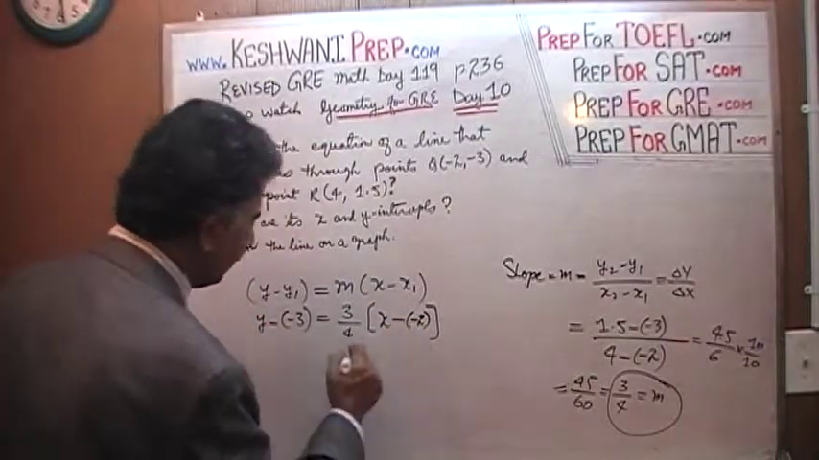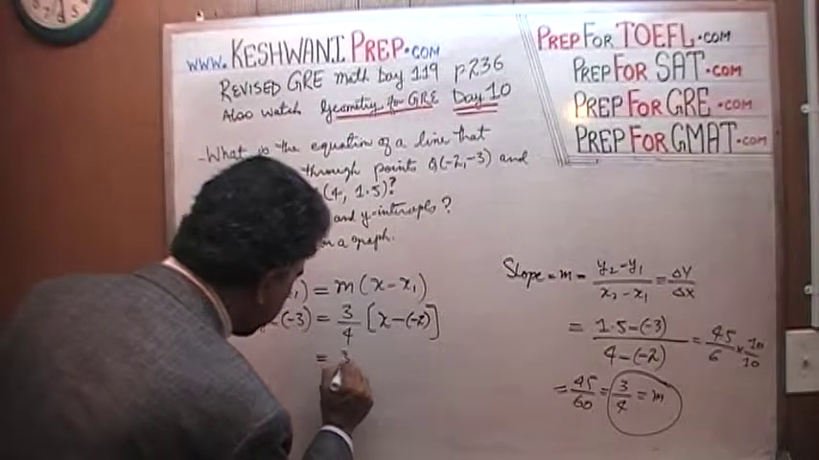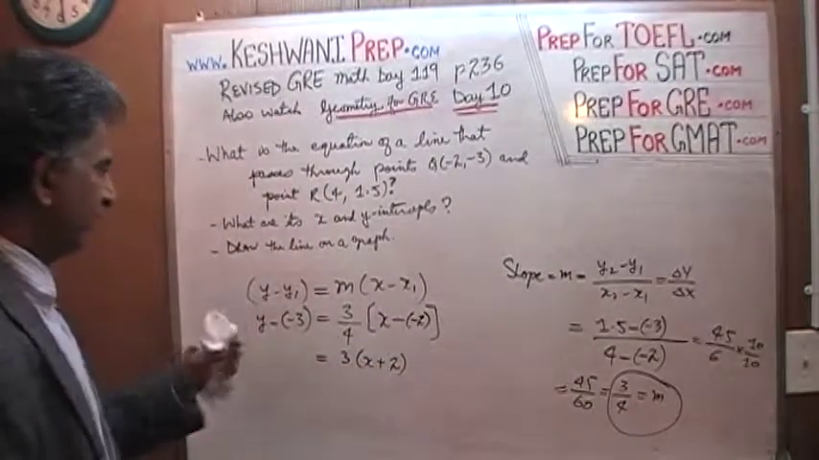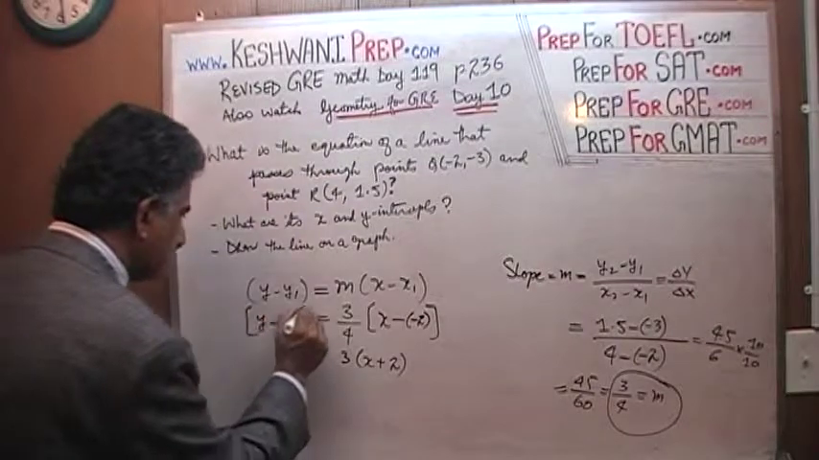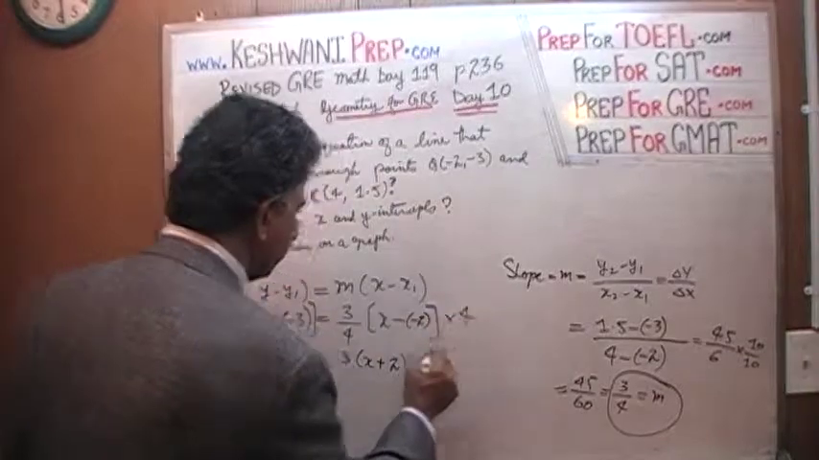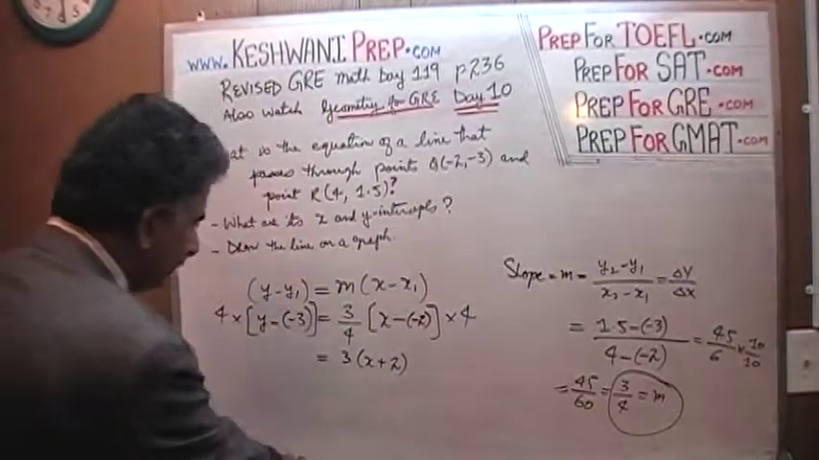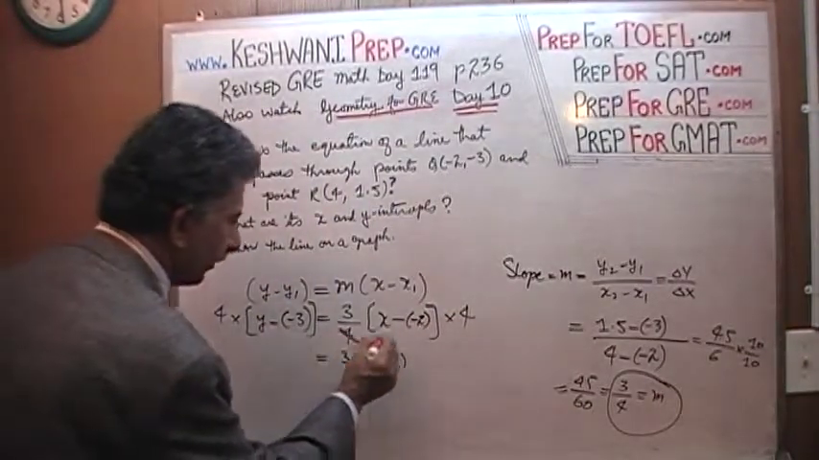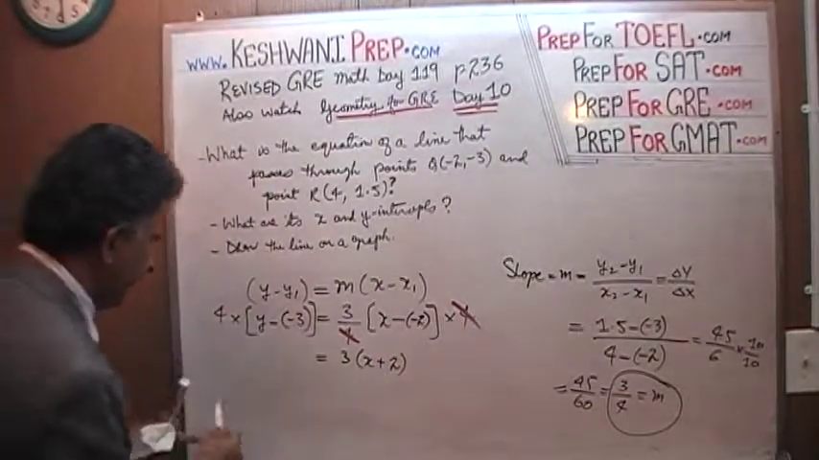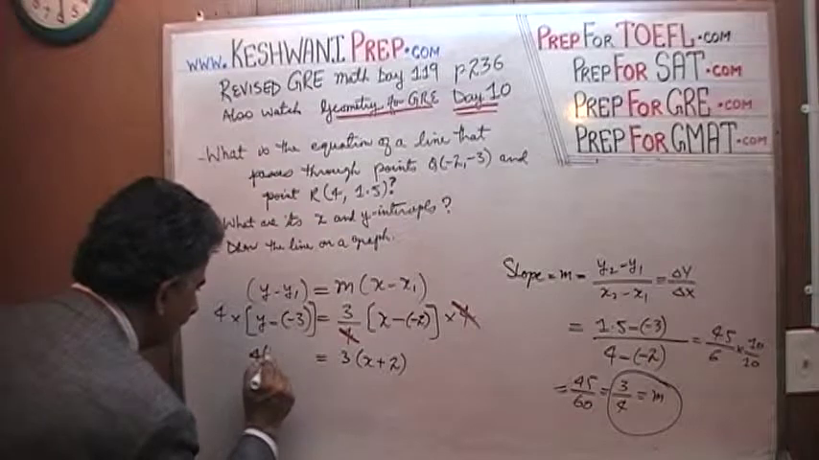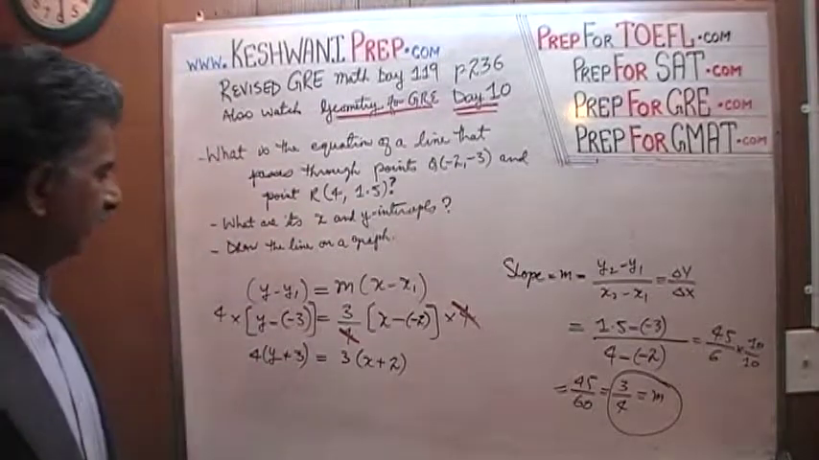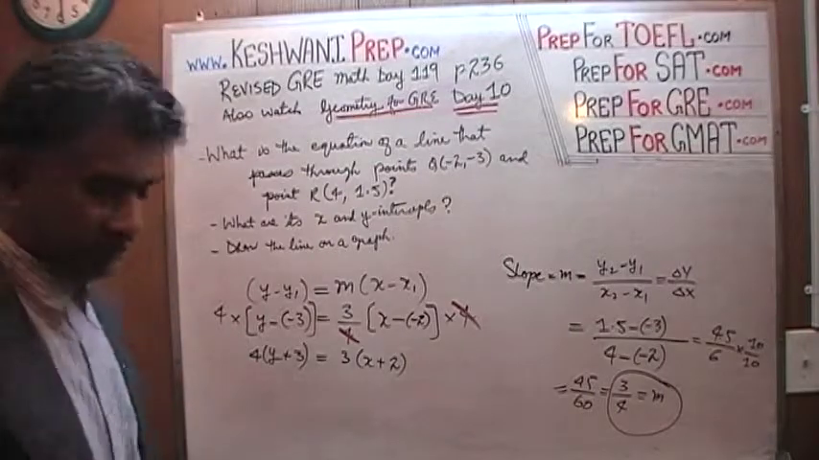x minus a -2 will give us x plus 2. Multiply both sides by 4. So we can cross out, so that this 4 drops out with that 4, and that 4 ends up here. So here we end up with 4 times (y plus 3) equals 3 times (x plus 2). That's it, that's your equation.